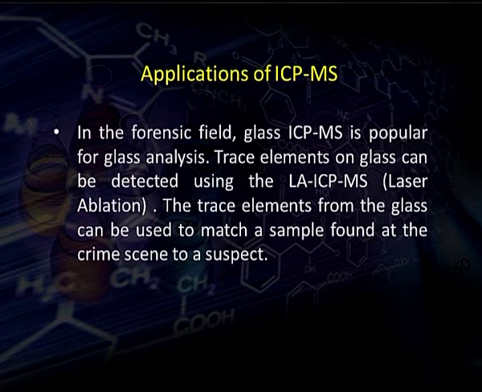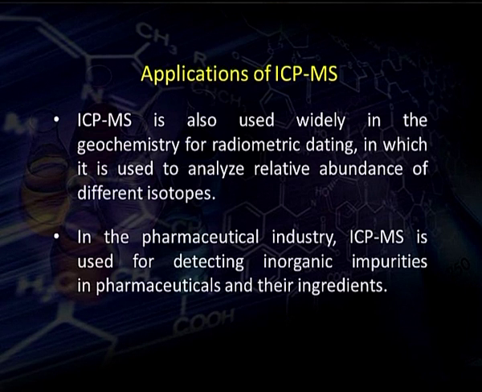Trace elements on glass can be detected using the LA-ICP-MS, where LA is laser ablation. ICP is again inductively coupled plasma and MS is the mass spectroscopy. The trace elements from the glass can be used to match a sample found at the crime scene to a suspect. ICP-MS is also used in the geochemistry for radiometric dating, in which it is used to analyze relative abundance of different isotopes.